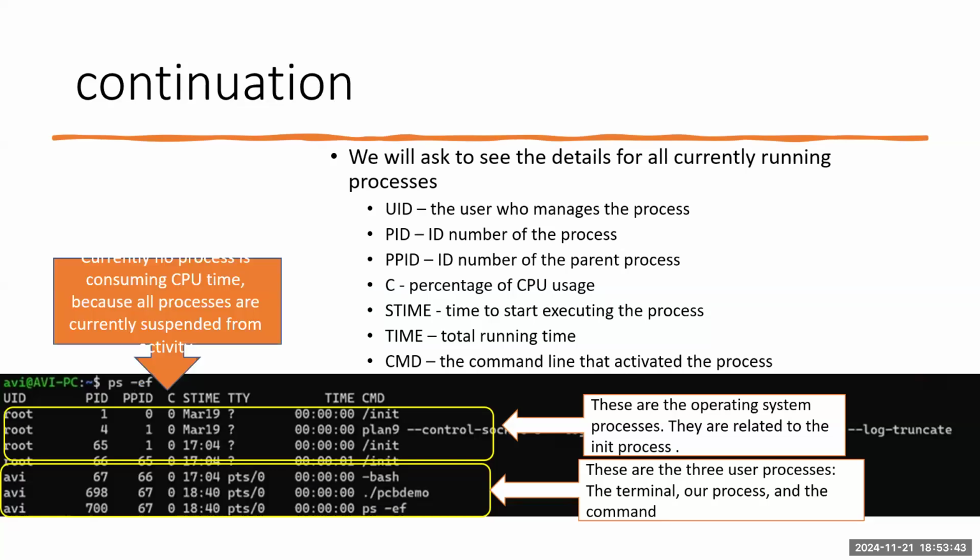Oh, what do we see here? Currently, no process is consuming CPU time because all processes are currently suspended from activity. Nobody is actually active. That's why the C, the percentage of CPU currently used, is nothing.